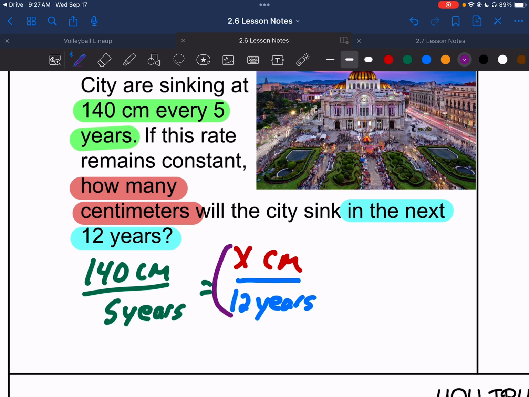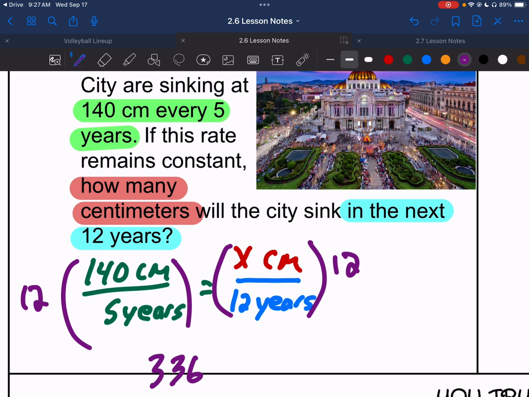So now to solve this, we're going to multiply both sides by 12, and 12 times 140 and then divided by 5 is going to give us 336 centimeters is equal to x. Okay. So we just did the multiplication, multiplied both sides, and we found 336 centimeters is our value.